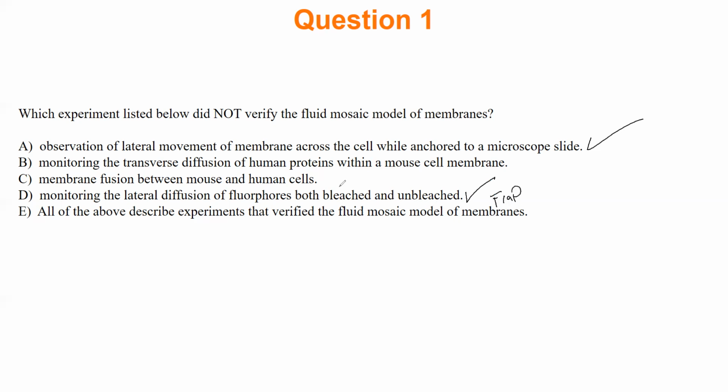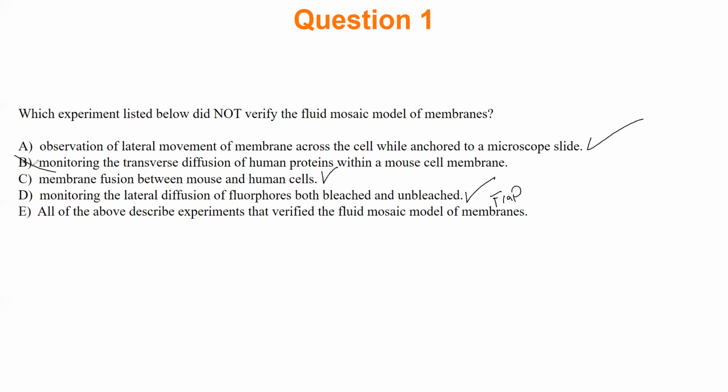C, membrane fusion between mouse and human cells. Yeah, we did that experiment where we took those two cells, fused them, and then watched the proteins. You didn't do B though. So the mouse and human experiment is you fuse the cells. We didn't actually just put human proteins in the mouse cell membrane.